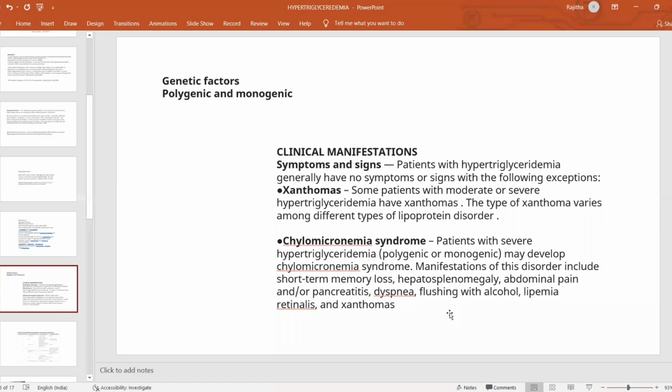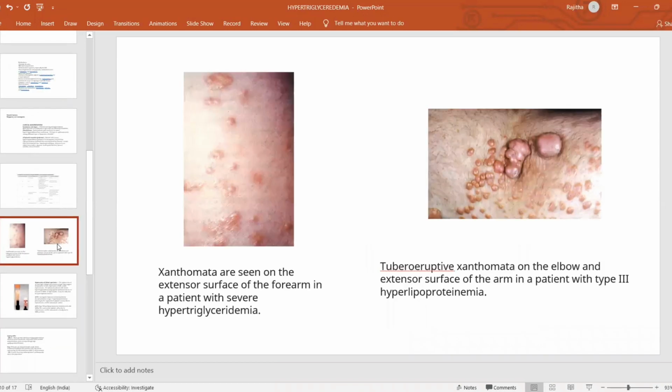The next is chylomicronemia syndrome. Patients with severe hypertriglyceridemia develop chylomicronemia syndrome, which is associated with the following clinical manifestations: short-term memory loss, hepatosplenomegaly, abdominal pain, pancreatitis, dyspnea, flushing with alcohol, lipemia retinalis, and xanthomas. Then these are just a few pictures.